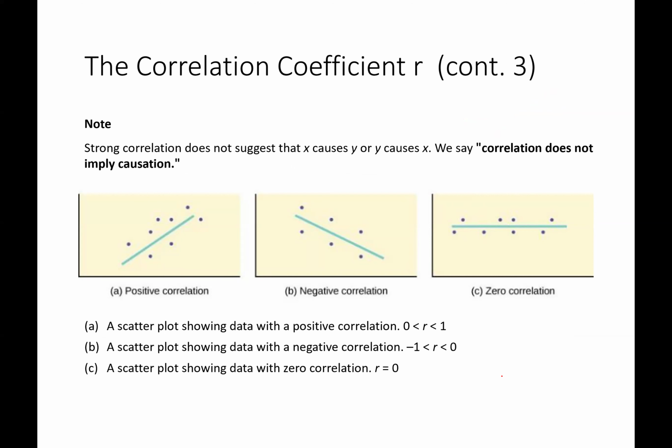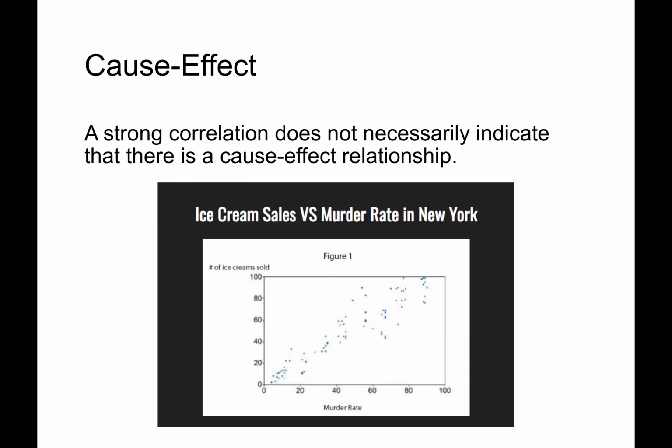All right, so here are some images of strong positive, strong negative, and then no correlation. So in statistics, we don't deal with lines that have 0 slope. All right, so does correlation mean cause and effect? And the answer is no, not necessarily. It could, but not necessarily. This is real data.